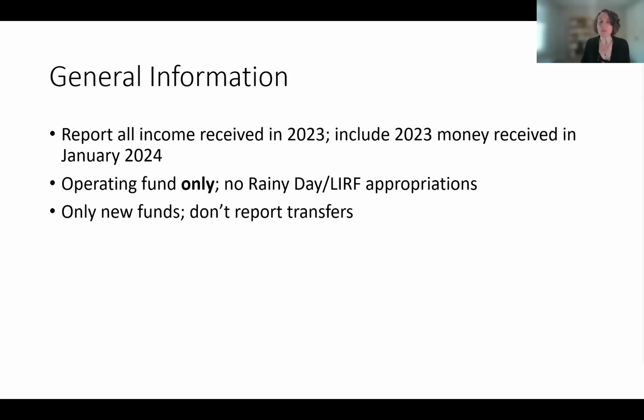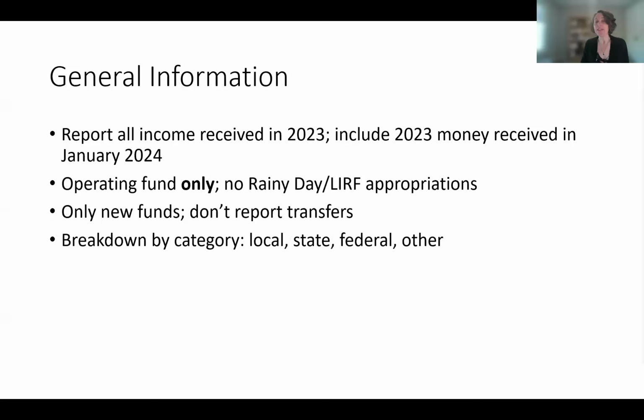If you took out a loan or special appropriation for a major project that was receipted into a non-operating fund, it will most likely need to be reported in Section 6, Capital Revenue. This section asks you to break down operating revenue into 4 major categories: local, state, federal, and other.